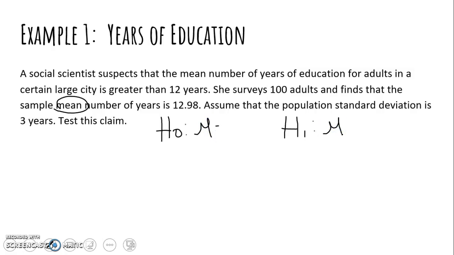Remember that the null is always equals. Now, the alternate statement usually goes with the claim. In this case, we're saying that it is greater than 12 is our claim. That's our alternate statement. And since the numbers have to match, we're assuming that the mean equals 12 would be our null. So this is what's on trial, that the mean equals 12.